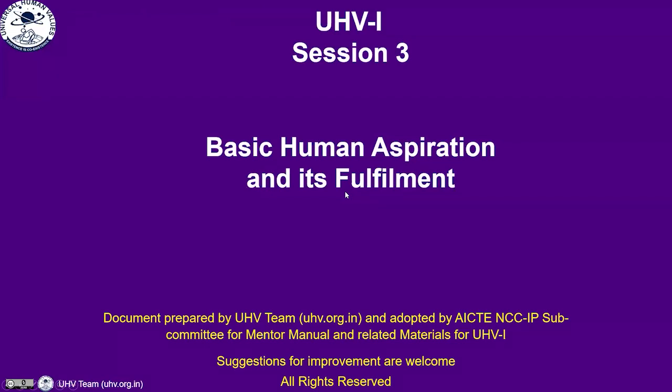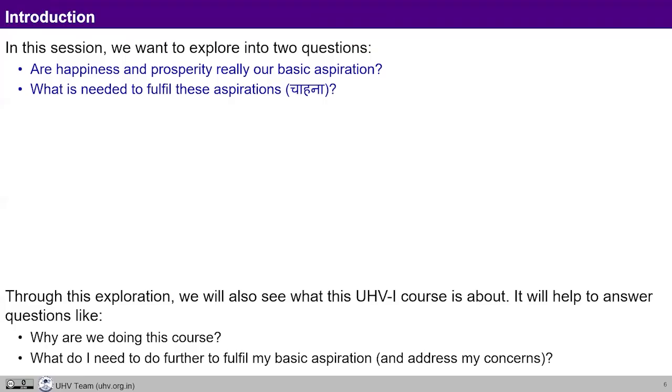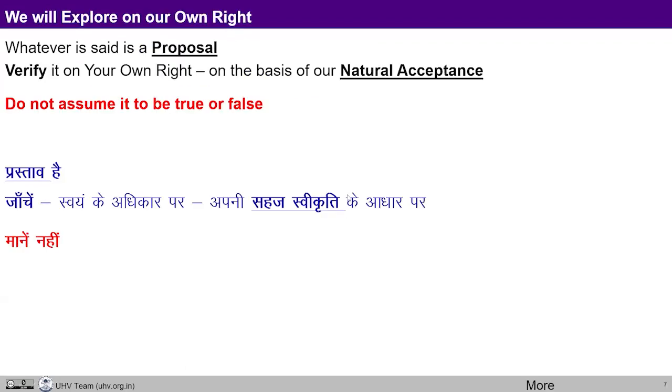Now we can talk about the basic human aspiration and its fulfillment. So are happiness and prosperity really our basic aspiration? And what is needed to fulfill these aspirations? Through this exploration, we'll also see what this UHV1 course is about. It will help to answer questions like, why are we doing this course? What do I need to do further to fulfill my basic aspiration, to address my concerns?